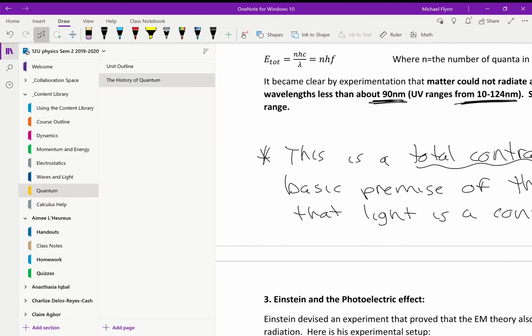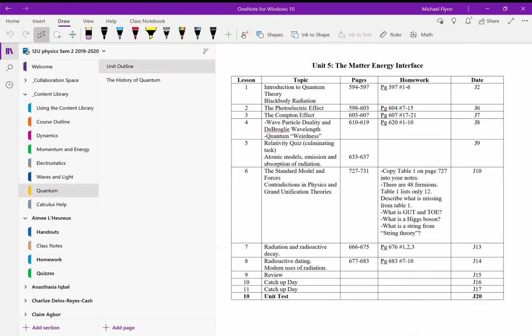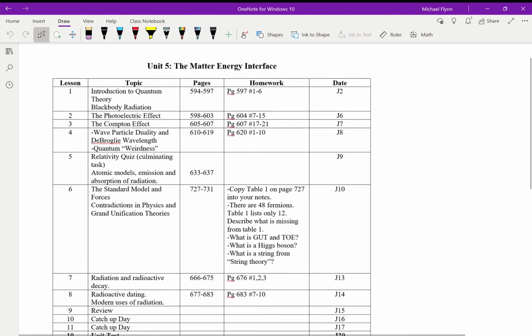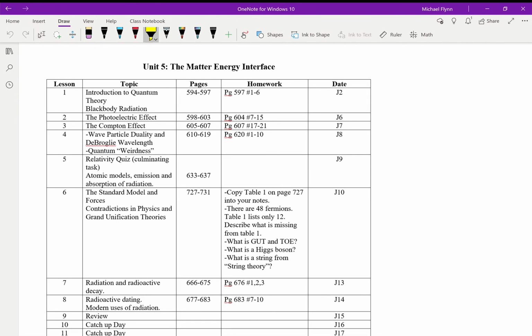Okay, so let me show you the outline, and I'm going to make a few changes to this. Here's what we did today. We're done this, so please do that. Then tomorrow we're going to do the photoelectric effect, and then we'll take care of some of these other things in one lesson. So we should be finished before the end of the week, no problem.